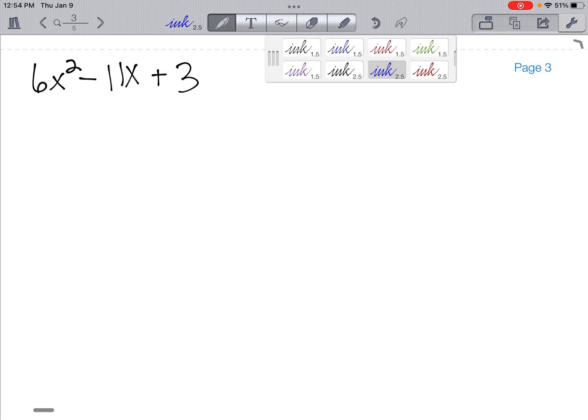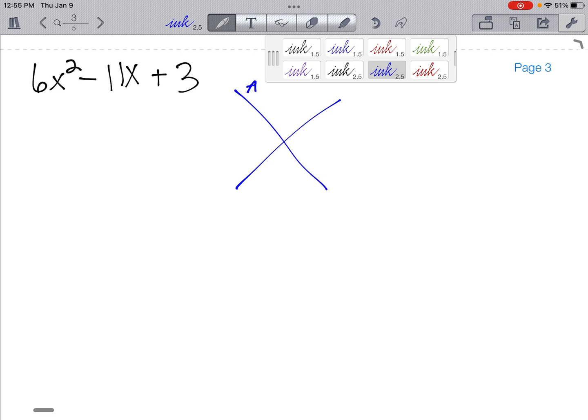All right, so we're factoring this trinomial. This is review because it is a trinomial, meaning it has three terms and there is no greatest common factor. We're going to go straight into our X puzzle.